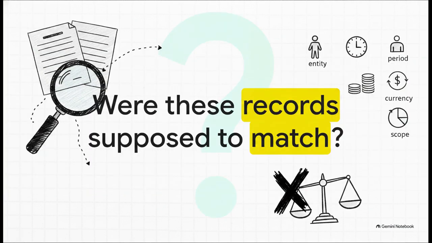Let's zoom in on that second stage for a second, normalization. Before you even let yourself think about assigning motive, you have to ask this one fundamental question. Were these records actually intended to mirror each other in the first place? You have to verify the entity, the specific time period, the exact currency, and the scope. Without this normalization step, your comparison is just going to generate false suspicion.